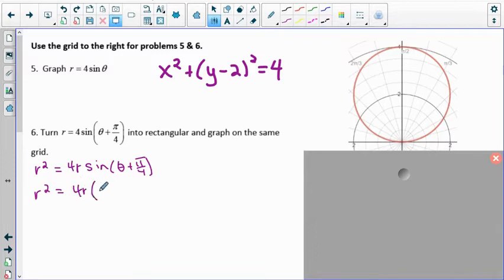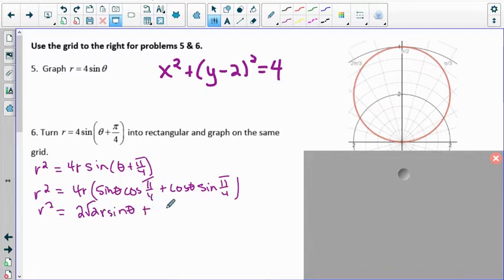Okay, so I'm going to go ahead and use my sine addition formula: sine theta cosine pi over 4 plus cosine theta sine pi over 4. And I am going to distribute the 4r and do cosine of pi over 4 and sine of pi over 4 at the same time. So when I do that, I get 2 root 2 r sine theta. If you're not sure where I got those numbers from, pause and think about it, work it through yourself, and put in an extra step if necessary. And then this is 2 root 2 r cosine theta.